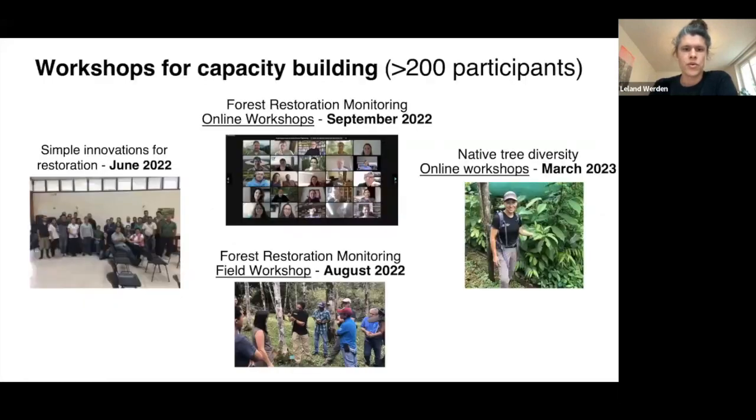So what we've done then is taken all of this knowledge and all the insights that we've gotten from everyone, and built capacity building workshops. Essentially, we had a workshop on innovations for restoration, and I'm going to touch really briefly on that later. And then we've done workshops on restoration monitoring, both online and in the field. And also native tree diversity workshops. Most of these have taken place in Spanish because of where we're working, but we do have them in English too.